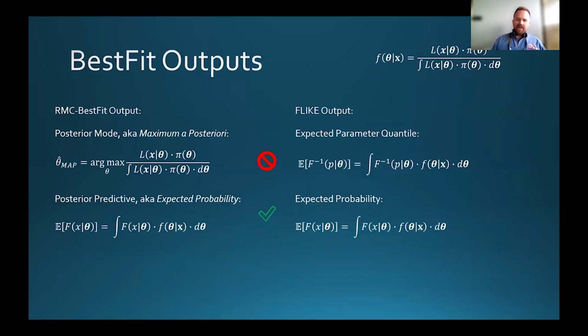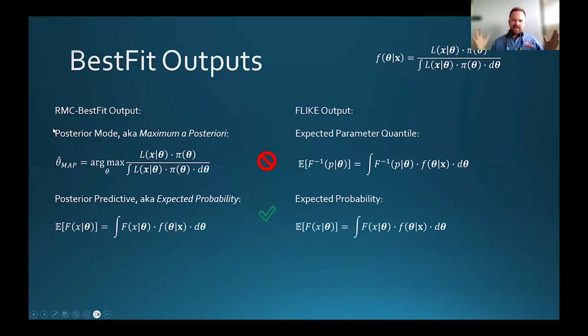Another thing in FLIKE that's kind of a hot topic is which estimator to use in an analysis. I have something covering my screen, but hopefully y'all can see Bayes' theorem at the top right there. These are the two outputs. BestFit outputs the posterior mode, which in wonky stats is sometimes called the maximum a posteriori estimator.